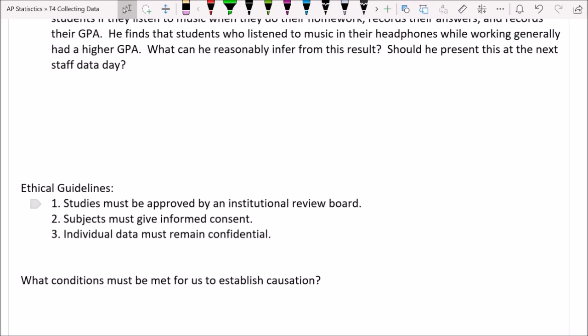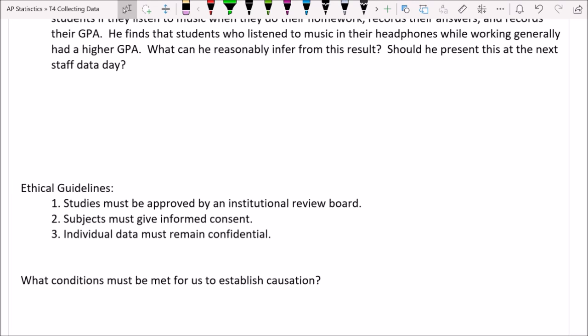Okay. Last thing we're going to talk about, guys, with studies, and we've talked about it a lot already, but you always have to consider ethics as you're designing and doing a study. So in the real world, here are things that happen. If you're going to do a study, the first thing that has to happen is it has to be approved by an institutional review board.